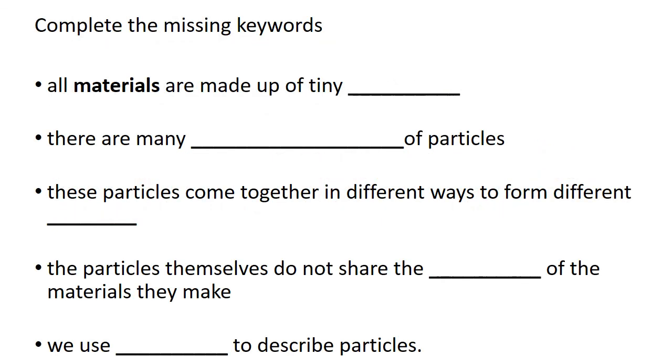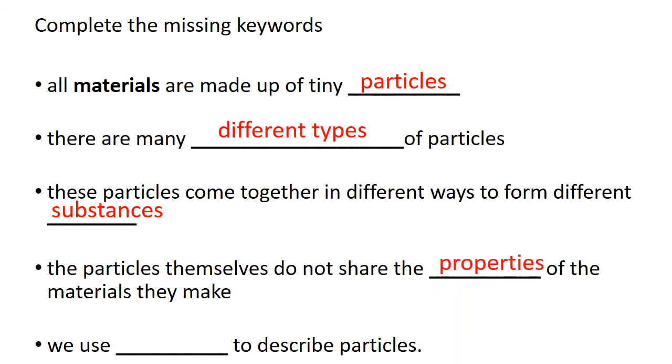Right, so final task is to have a go at this gap fill, either on the worksheet or you can do it in your books. So all materials are made up of tiny particles. There are many different types of particles. These particles come together in different ways to form different substances. These particles themselves do not share the properties of the materials they make, and we can use models to describe particles.